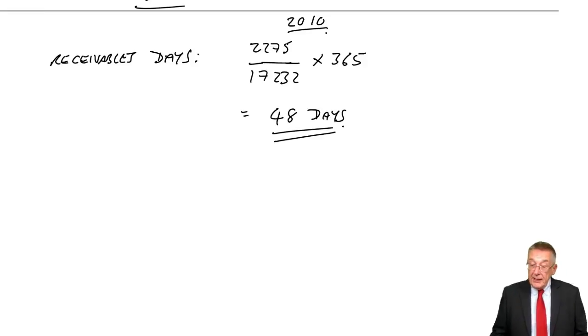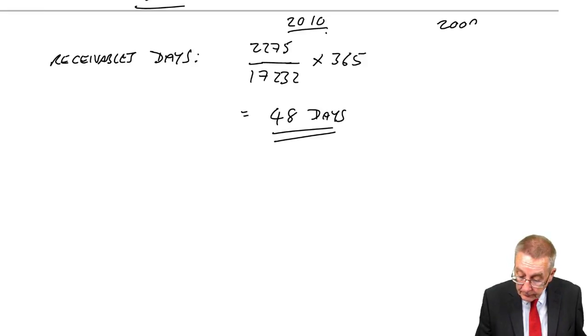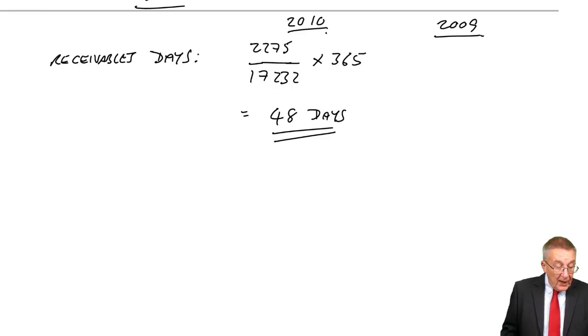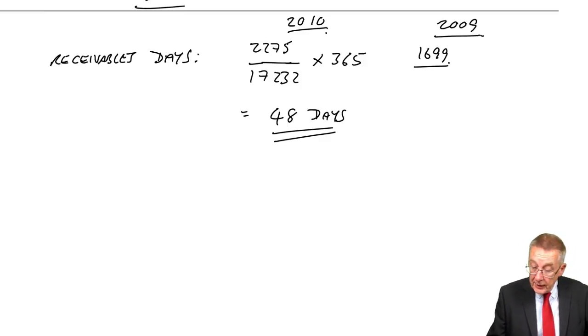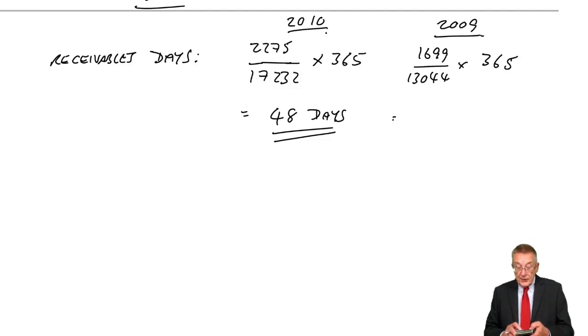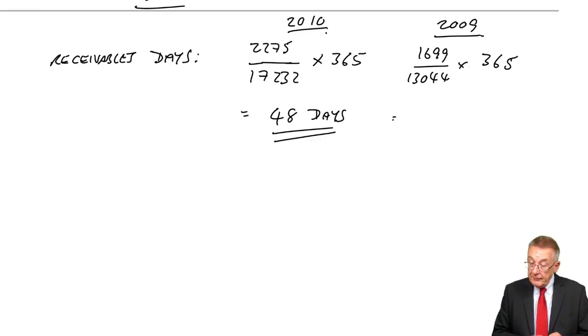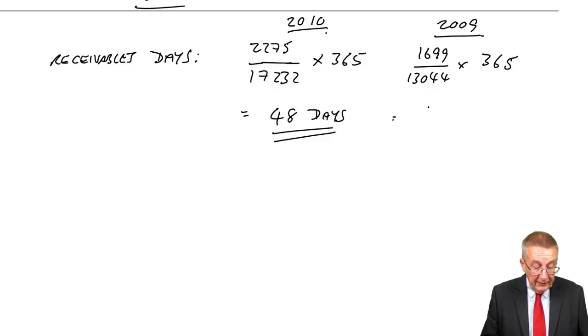How long were they taking to pay in 2009? 2009 receivables were 1699. The total sales, the revenue, 13,044. And so last year, 1699 divided by 13,044 times 365. 47.5, again to the nearest day, 48 days.